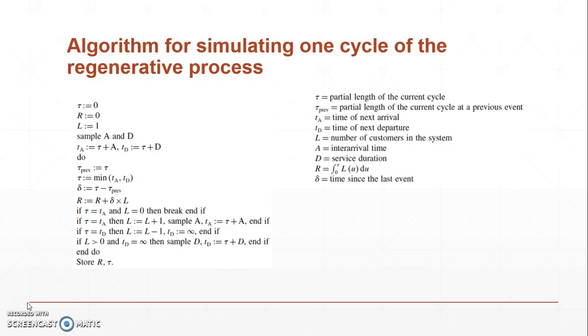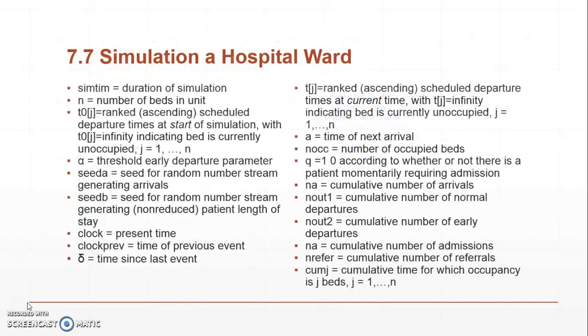So the data collected is then used to estimate the mean L, which is the average number of customers in the system, and mean W, which is the average number of customers in the system times the average inter-arrival time. And that is the application of Little's law that we mentioned earlier.